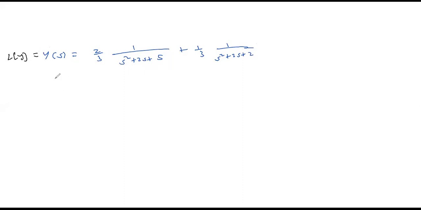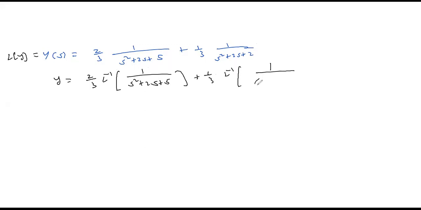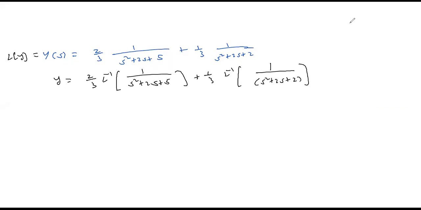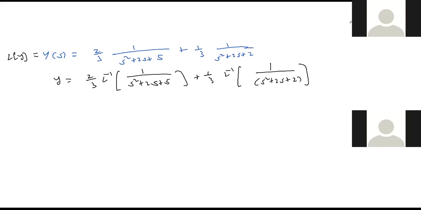What I want is y. So what is y? 2 by 3 into L inverse of 1 by (s square plus 2s plus 5), plus 1 by 3 into L inverse of 1 by (s square plus 2s plus 2). Now how do I find this one? (s plus 1) whole square plus 2 square.